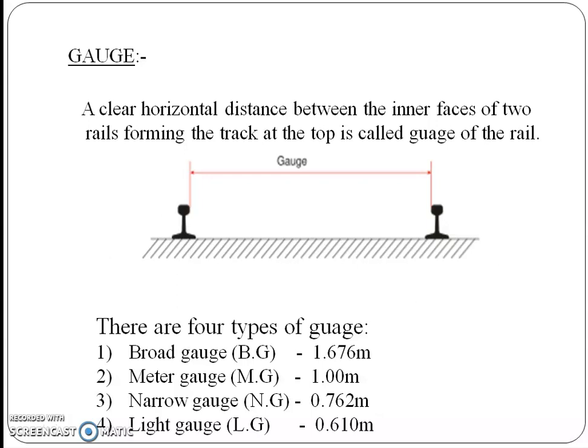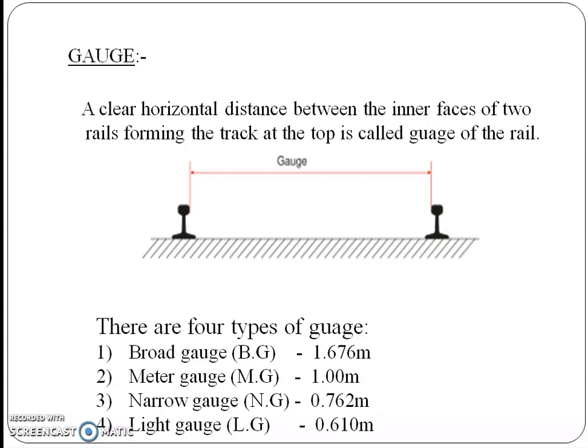Now the next title, which is gauge. In this image you can see two rails. So what is gauge? A clear horizontal distance between the inner faces of the two rails forming the track at the top is called the gauge of the rail. Simply, the inner to inner distance between two rails is known as the gauge.